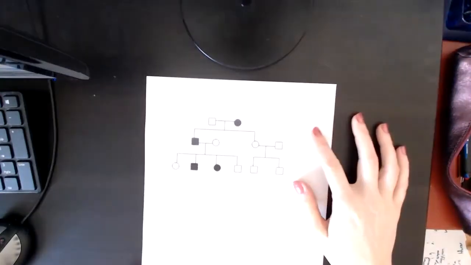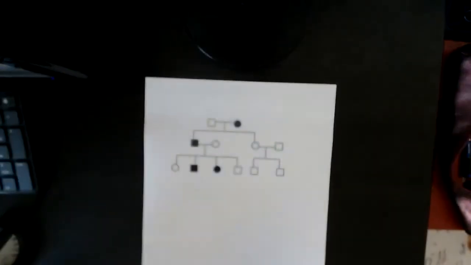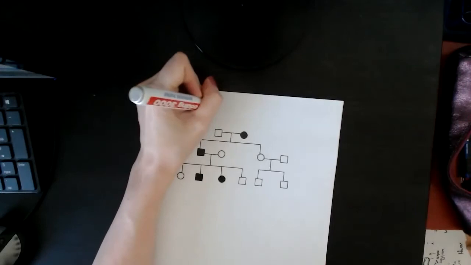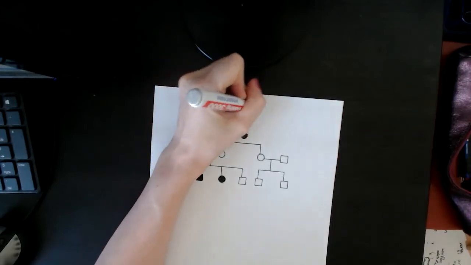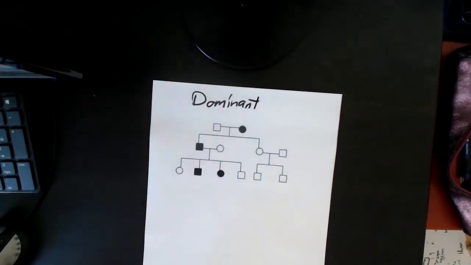So what does it look like if you have the dominant pedigree? It is a little bit more difficult. So this is a dominant pedigree here. Again, sometimes they already tell you whether it's dominant or recessive, and you don't have to figure it out, all right?